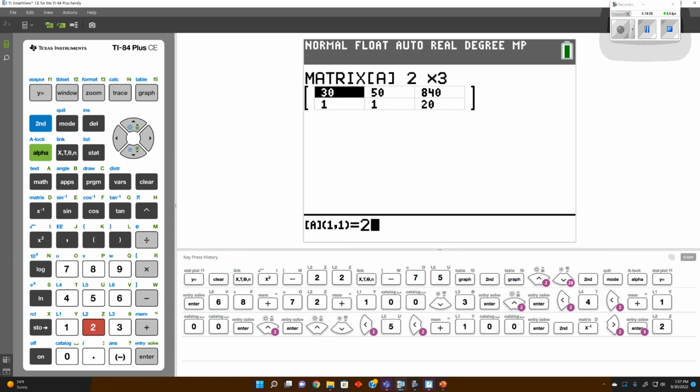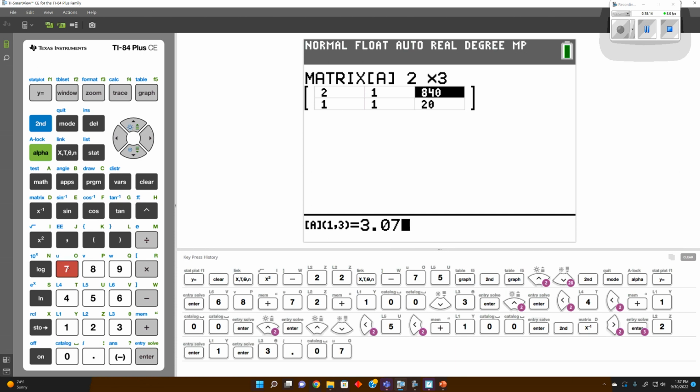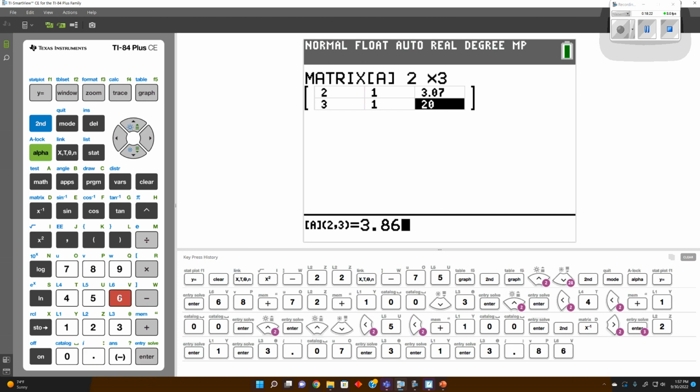So we can do 2 for t, 1 for our drink, and then 3.07. For the next one, we would have 3 for t, 1 for d, and then 3.86. And hit enter. Are we able to get those typed in?